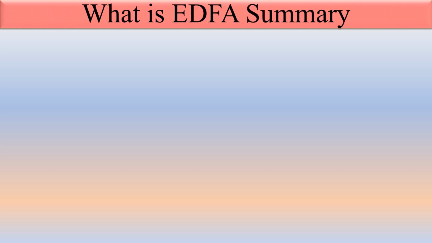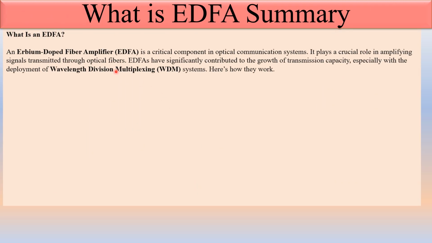So what is EDFA? Summary we can see here. An erbium doped fiber amplifier is a critical component in optical communication systems. It plays a crucial role in amplifying signals transmitted through optical fibers. Basically, when the signal travels in the optical fiber, it is attenuated by some linear and non-linear effects and by some fiber impurities, etc. So whenever the signal is traversing from one end to another end, the signal gets attenuated. EDFA is used to compensate all these losses at the end of the fiber sections. EDFA has significantly contributed to the growth of transmission capacity, especially with the deployment of WDM systems.